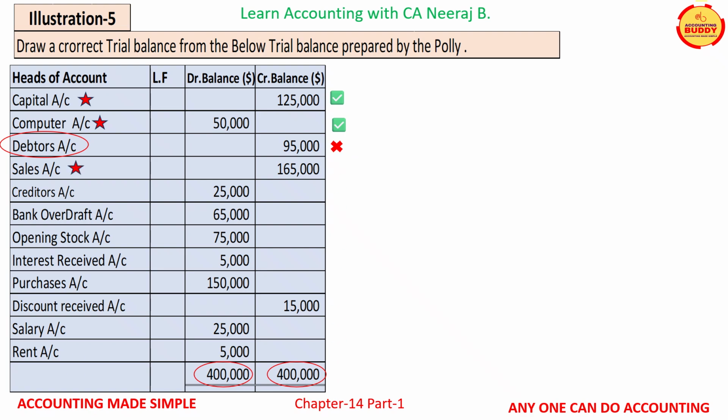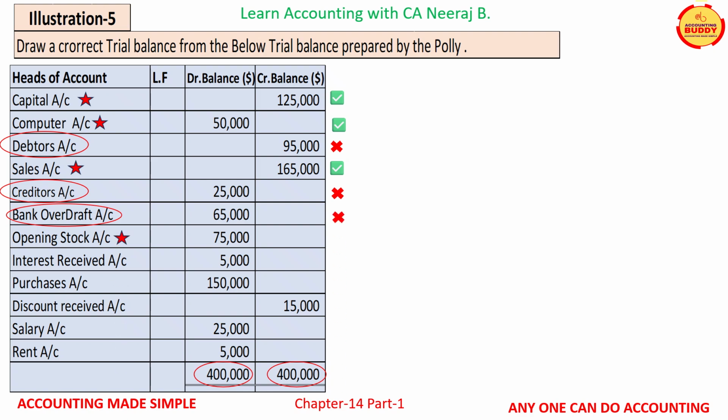Sales is a revenue account of the business and therefore it will be placed in the credit column. Creditors are the liabilities of the business, therefore they should be placed in the credit column. However, in this illustration, the creditors account is wrongly placed in the debit column. Bank overdraft is an amount payable by the business to the bank. It is a liability of the business and it should be placed in the credit column. Therefore, in this illustration, it is wrongly placed in the debit column.